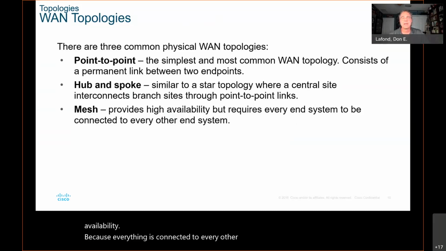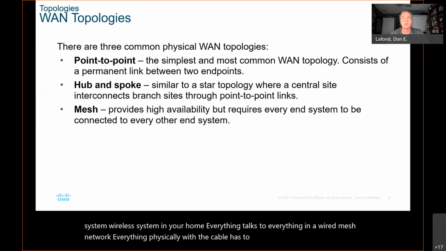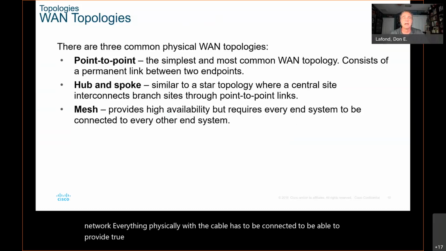Maybe you have a mesh system, a wireless system in your home. Everything talks to everything. In a wired mesh network, everything physically with a cable has to be connected to be able to provide true mesh capabilities. And in that case, anything could go down, but because you have a mesh, you have multiple connections, it's easy to reroute.